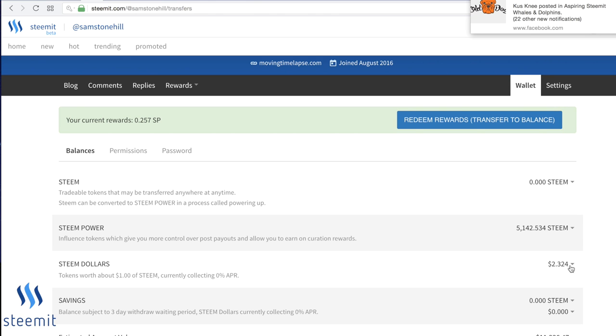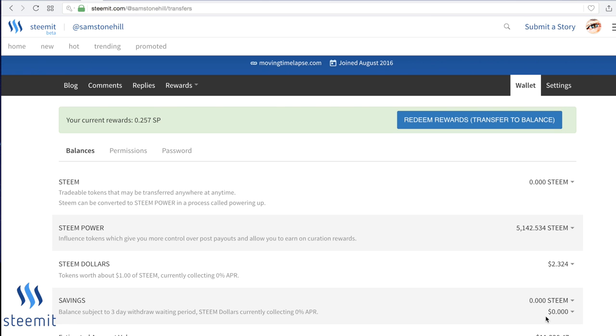No, Steem dollars are a different currency to Steem. There are two currencies involved. This is the price of one of these, actually. No, that is basically a dollar. That's $2.30 there. What you're looking at there is 5,142 Steem. So you would times that number by the $2.30 that Steem is currently worth.